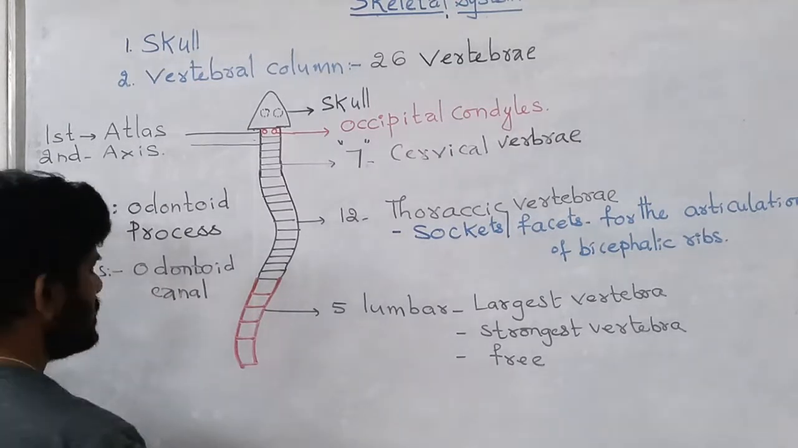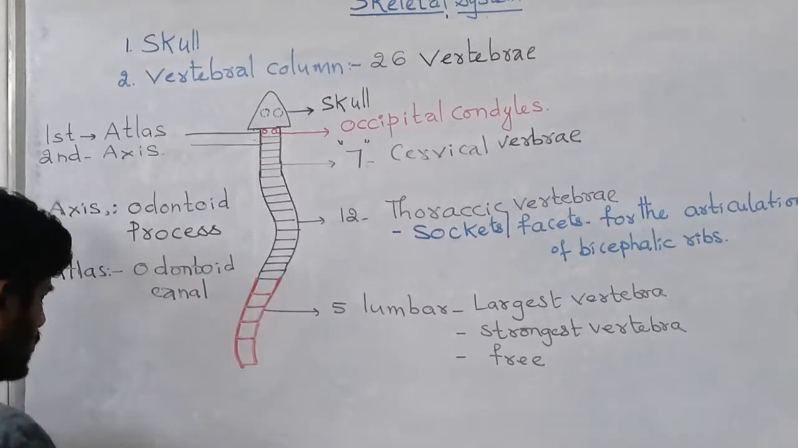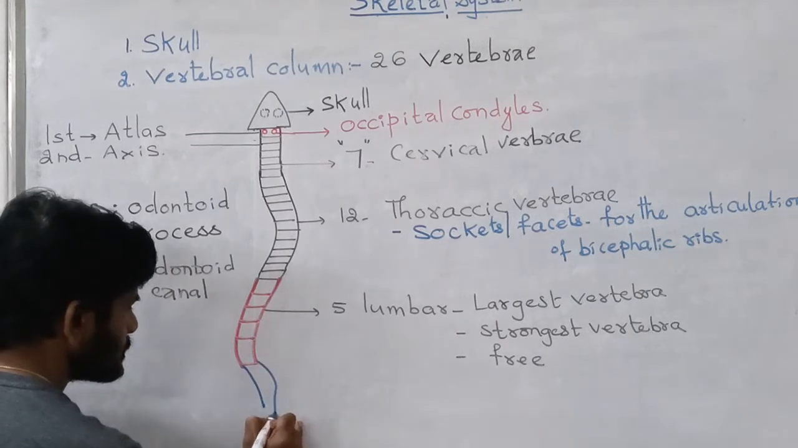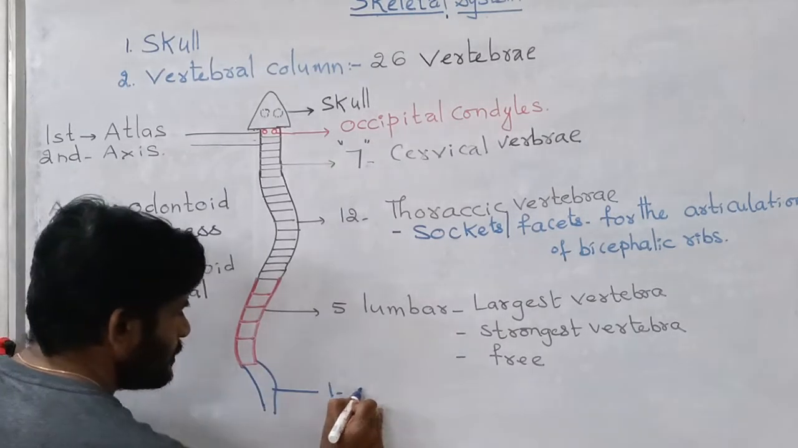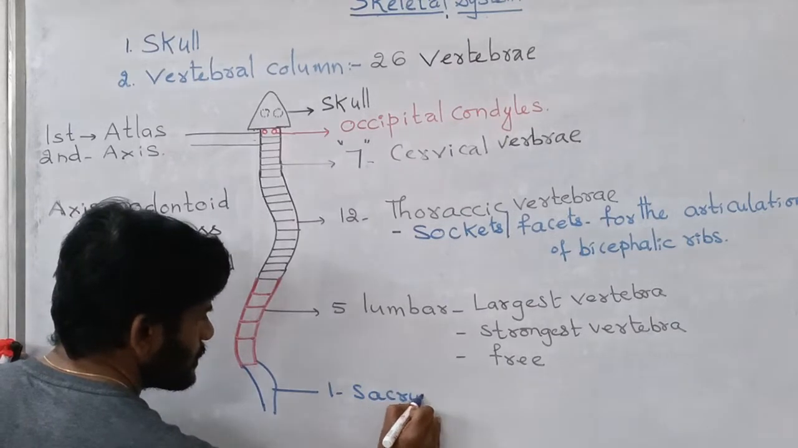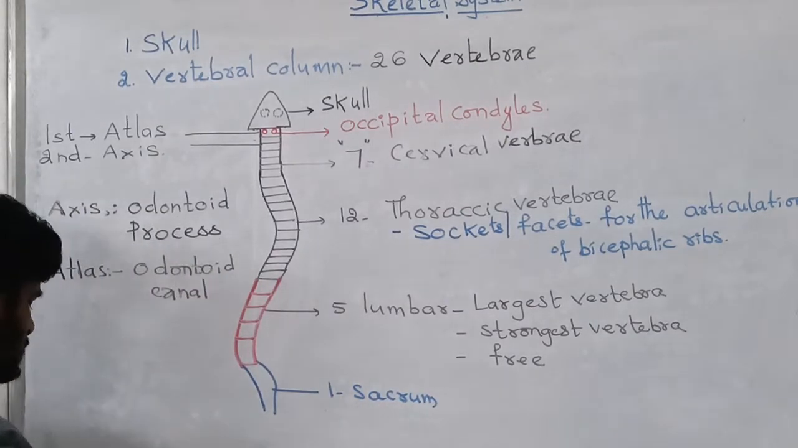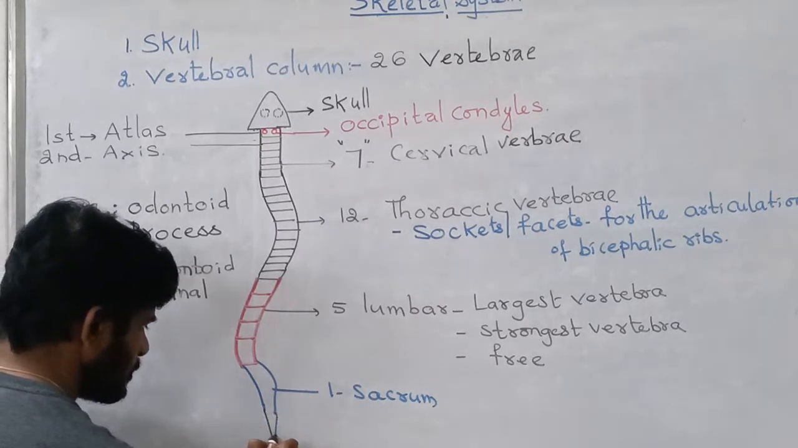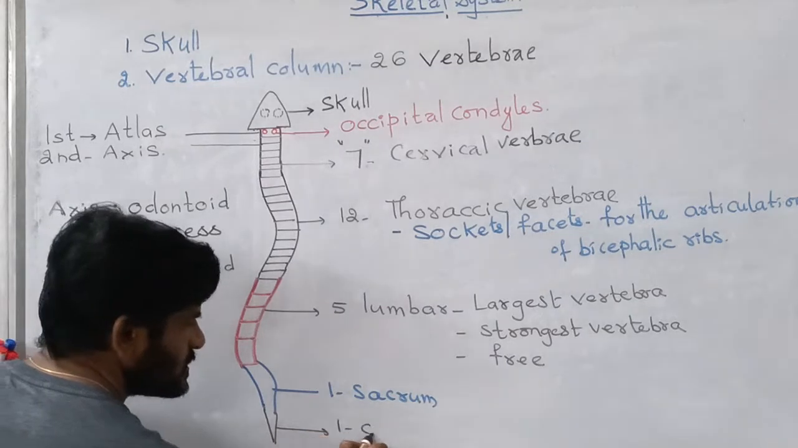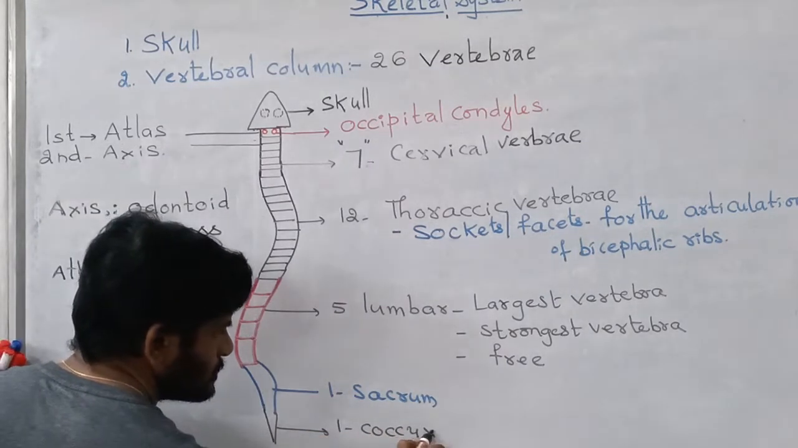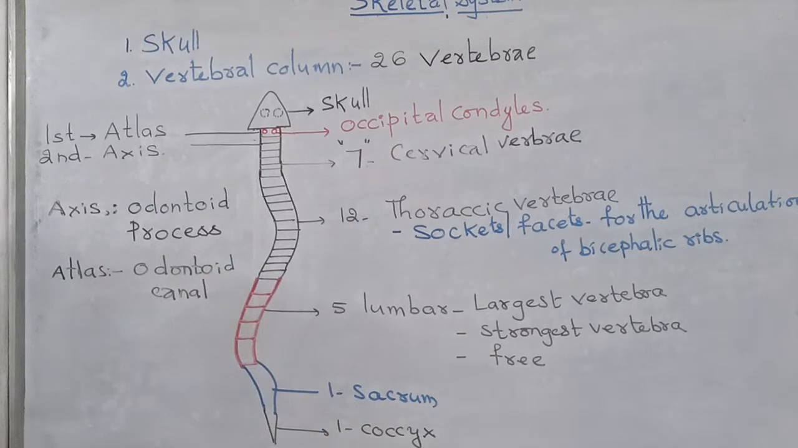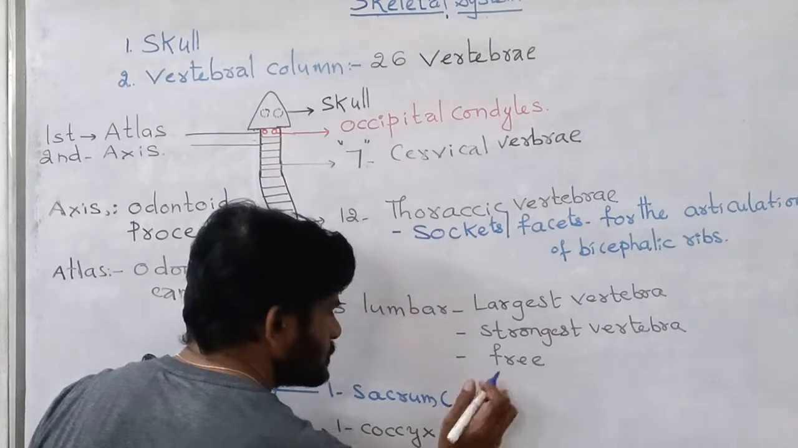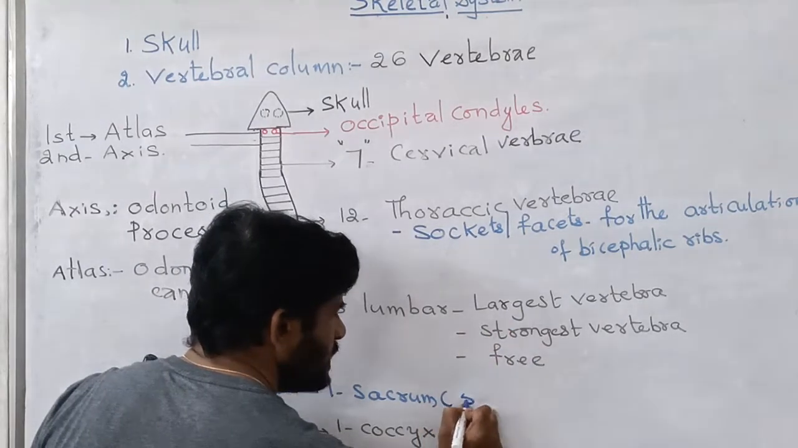And coming to one more, the sacral vertebra. There is only one bone in the adult stage. This is the sacrum. Single sacrum. And one more last vertebra is the coccyx. Single coccyx. But the single sacrum in the adult stage is fused from 5 bones. 5 vertebrae are fused.